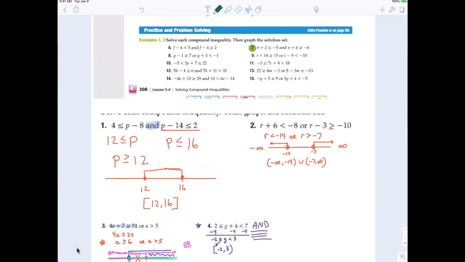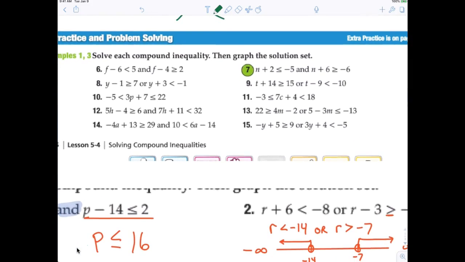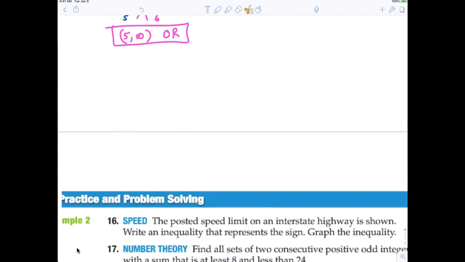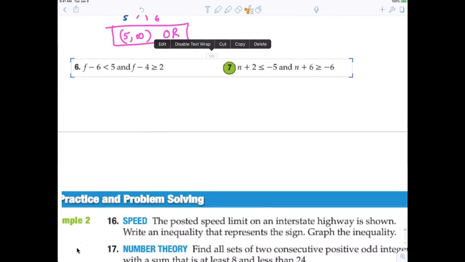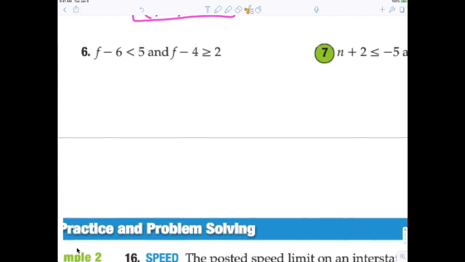All right, now for us, we're not doing the word problems in this particular section, so here we go. We're going to try now. I'm going to bring down 6 and 7 and see what we're doing with that. All right, here we go. All right, Alex, help me out with 6. What do I have to do?